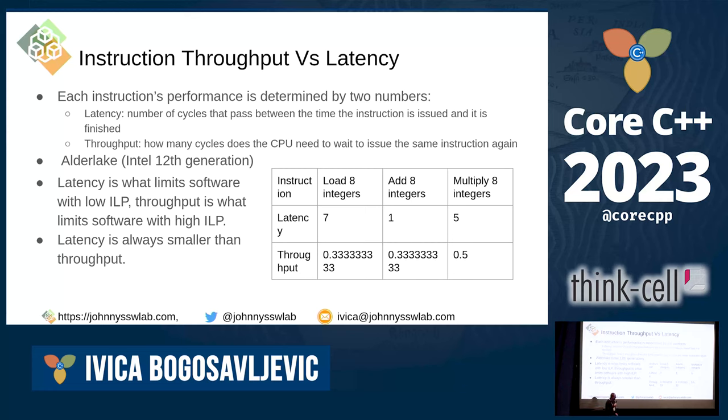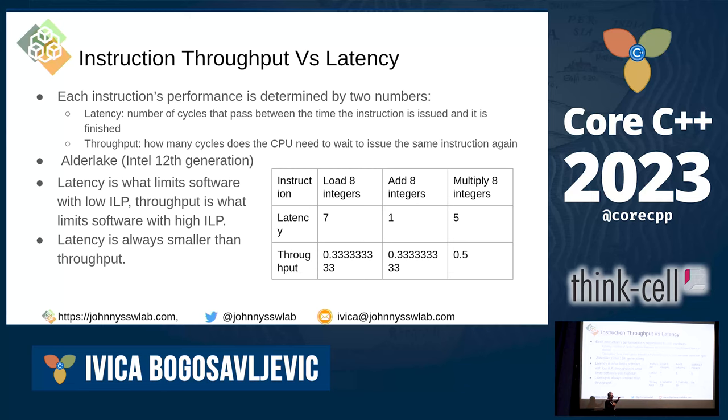Okay. Just another thing. For each instruction in your CPU, there are two numbers that determine its performance. One is called instruction throughput, and the other one is called instruction latency. What's the difference? So in this table, this is on Intel Alder Lake, a new generation of Intel CPUs. And you see that the loading has a latency of 7, adding 1 and multiplying 5. Latency means how many cycles it takes for the instruction from the time it enters the CPU, starts executing, until it finishes. And you see it's 7, 1, and 5.